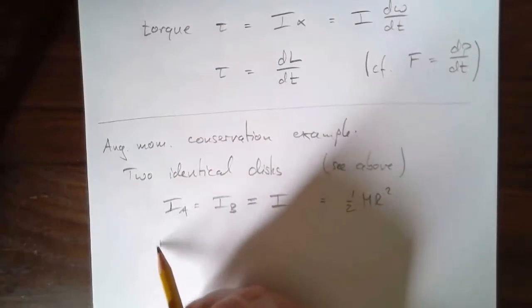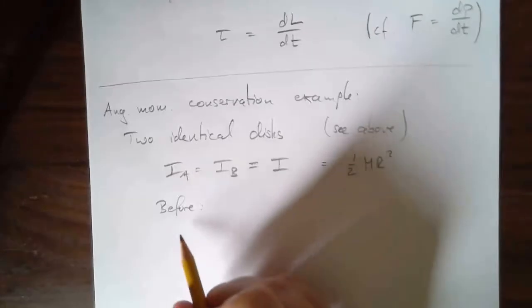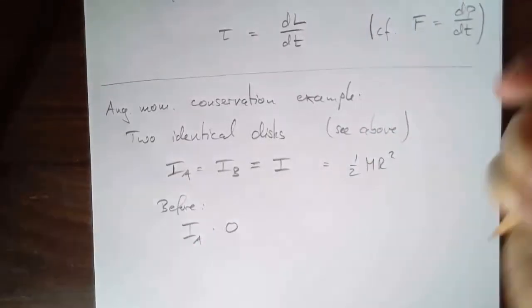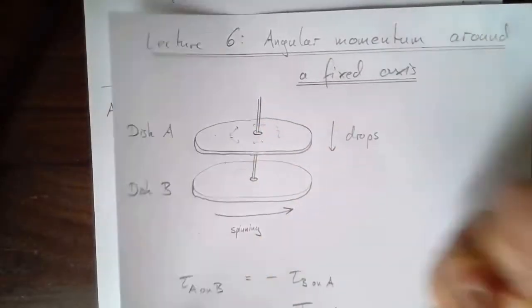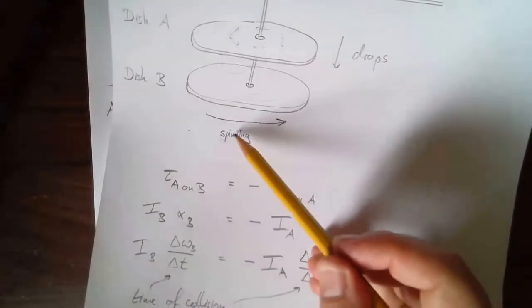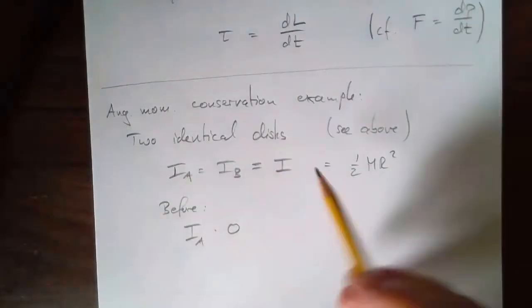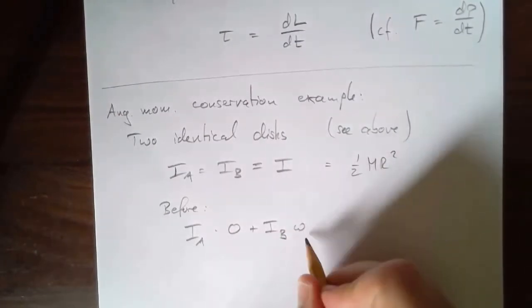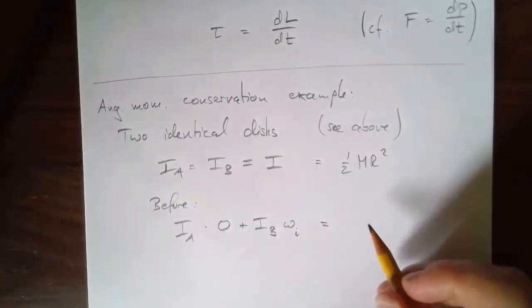Then I get, before, that I_A omega_A is 0. A was not spinning at all, let's assume it's at rest, just dropping down. Whereas B is spinning with some initial omega, some initial angular velocity, plus I omega initial. I'm not going to use a subscript here because there's only one. And in the end, they spin together.